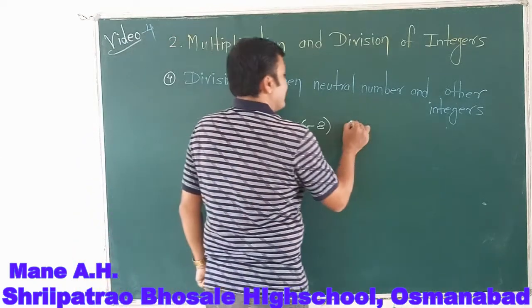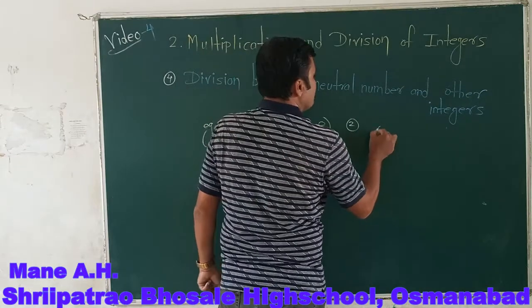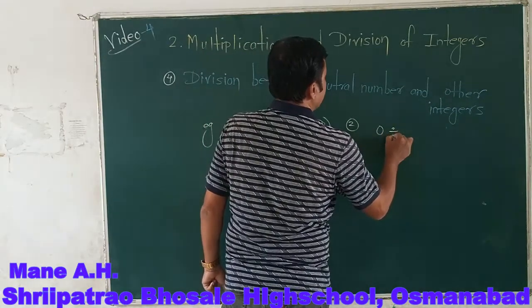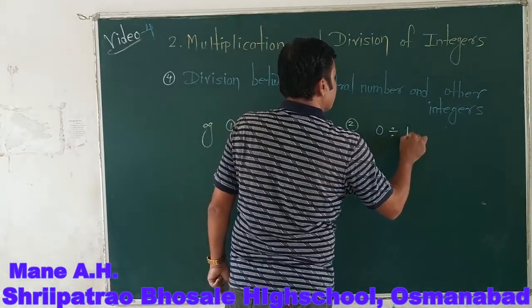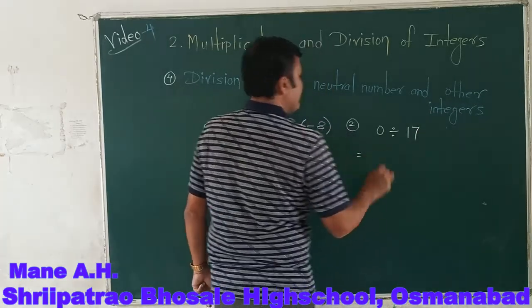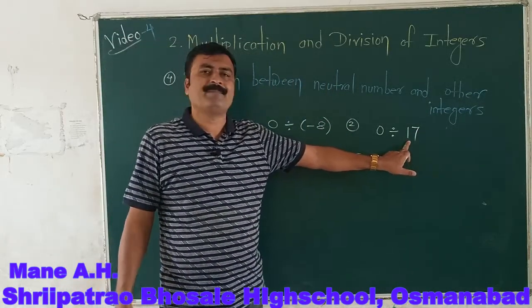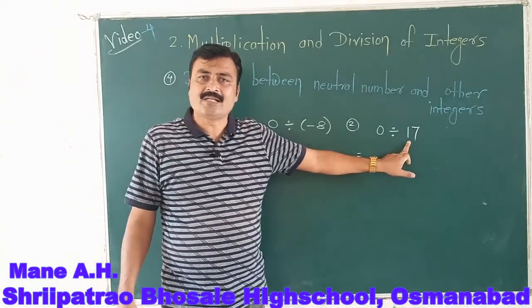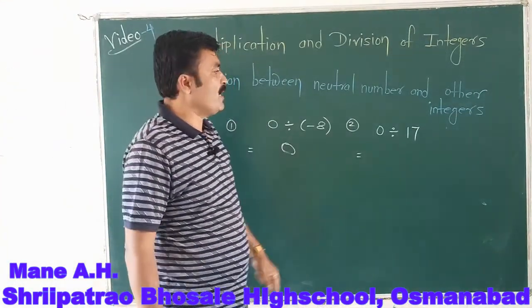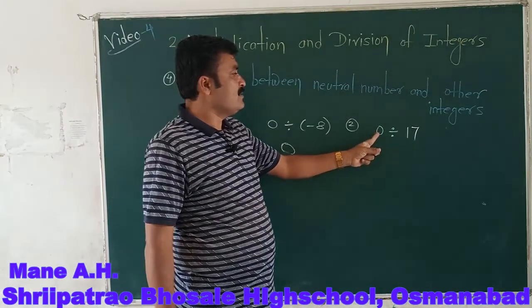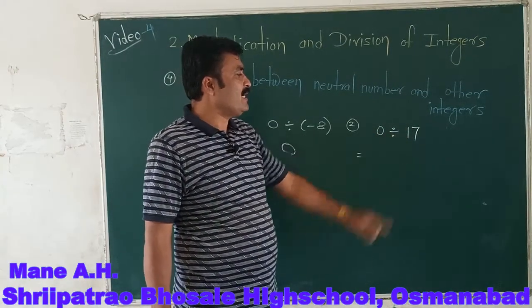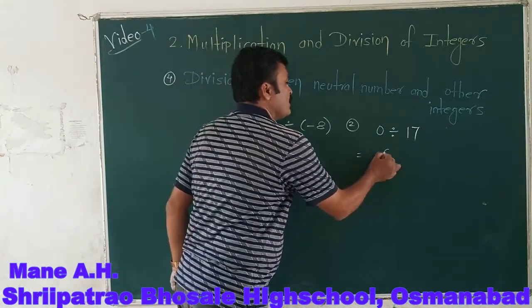Second example that here I am taking: 0 divided by 17. 0, this neutral number, is divided presently here by positive integer 17. So the same rule we apply again. When 0 is divided by any number, the quotient always gets 0 there.